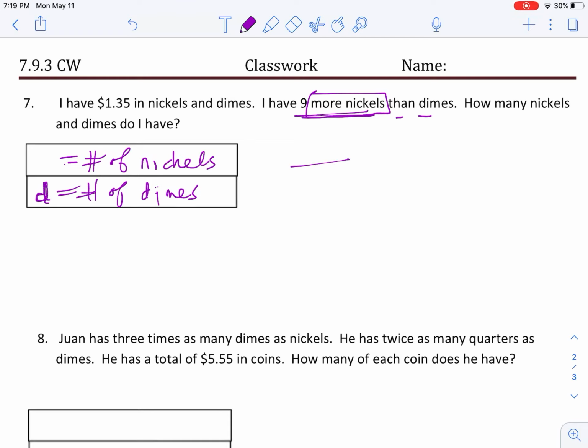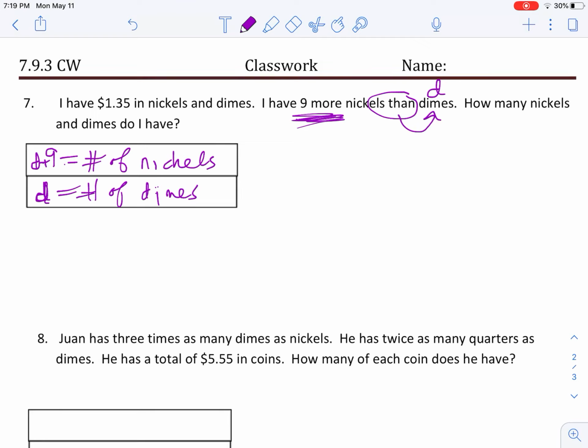And I know here are my number of dimes. I have d dimes, and then I have 9 more nickels, so I'll have to go up by 9 to get my number of nickels. So d plus 9 will be my number of nickels. So I've now set up my label box. Notice I only used one variable. Often a good trick is whatever comes after the than is what you are going to make your variable. And then nickels is going to be 9 more than d, or d plus 9.